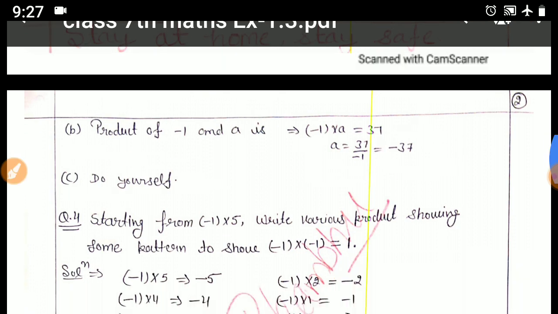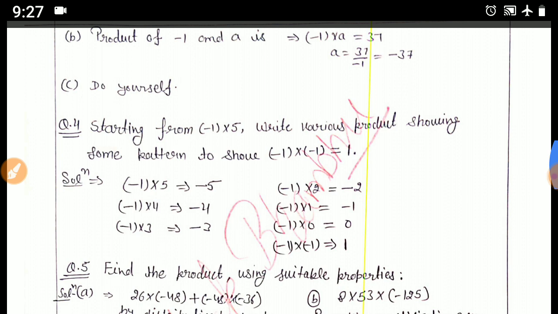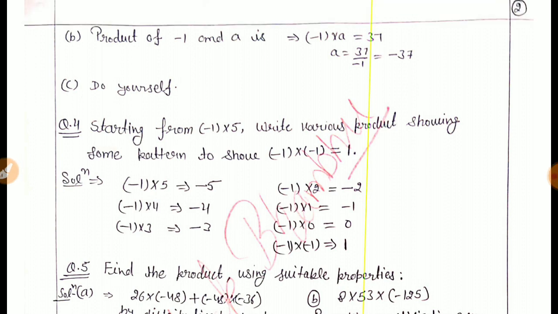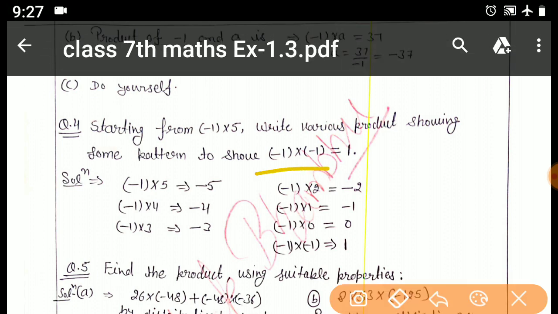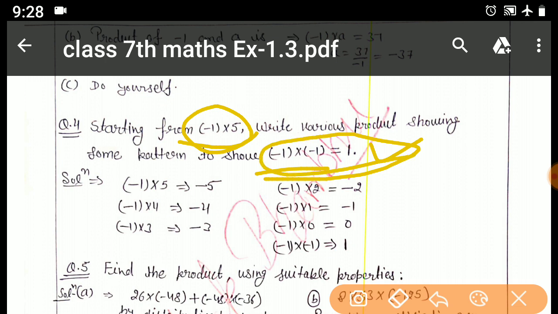Okay, question number 4. Starting from minus 1 multiplied by 5, write various products showing some pattern to show minus 1 multiplied by minus 1 is equal to 1. We have to start the multiplication from here and prove up to here. Understood? Now start. Minus 1 multiplied by 5 gives us minus 5. Now check here: this one is minus 1, this one is 5, and the result is decreasing. So we will decrease the number in this order.